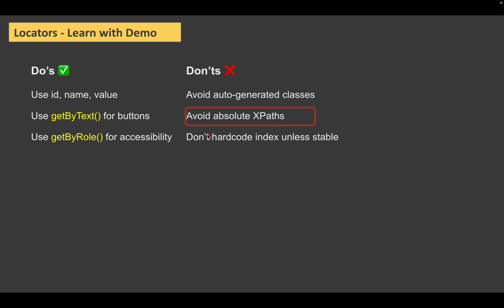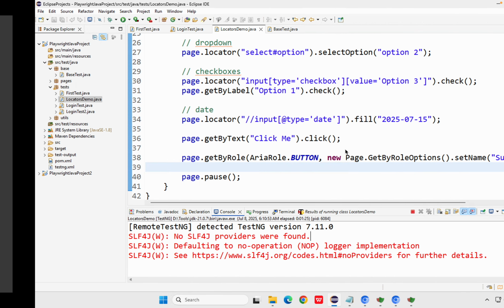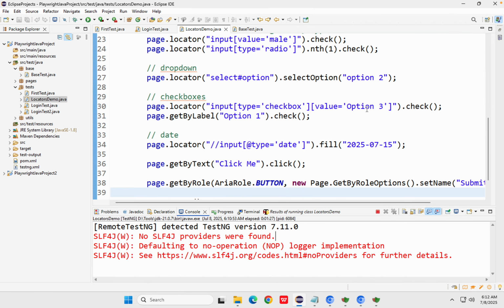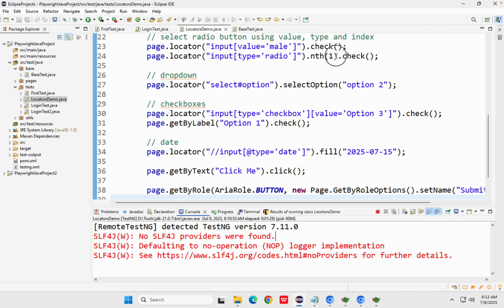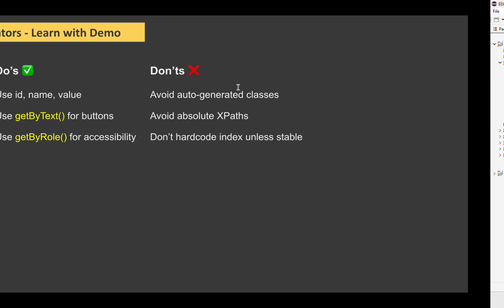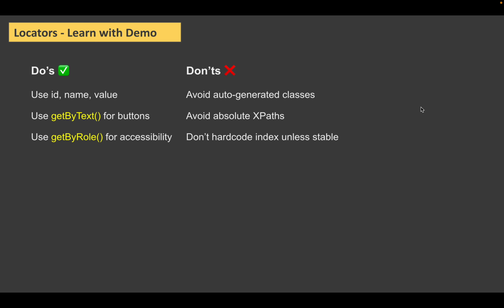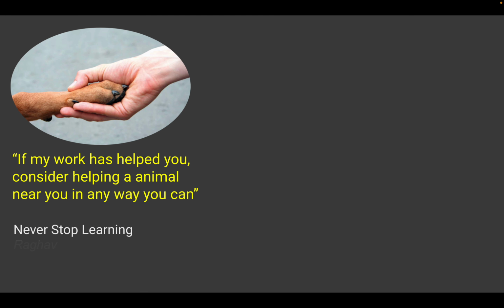And then don't hard code index unless it is very stable. Okay, so you can see here we had hard coded an index value. Here you can see nth one index. So in case it is stable and always will be this, then it's fine. Otherwise, if it can change, you should not use these and should not hard code these. Okay, so these are some ways. There are a lot of ways, there are a lot of locators. You can keep on trying, and whenever you face any issues, you can let me know.